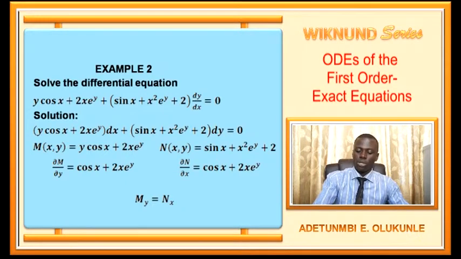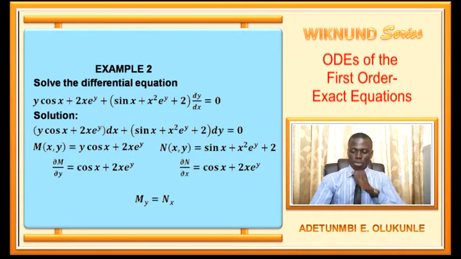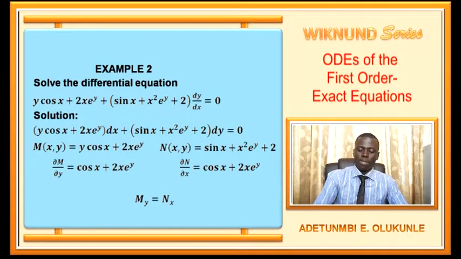Solve the differential equation (y cos x plus 2x e^y) plus (sin x plus x squared e^y plus 2) y' equals 0. This question we have. So let's multiply through by dx so that it can take the differential form.